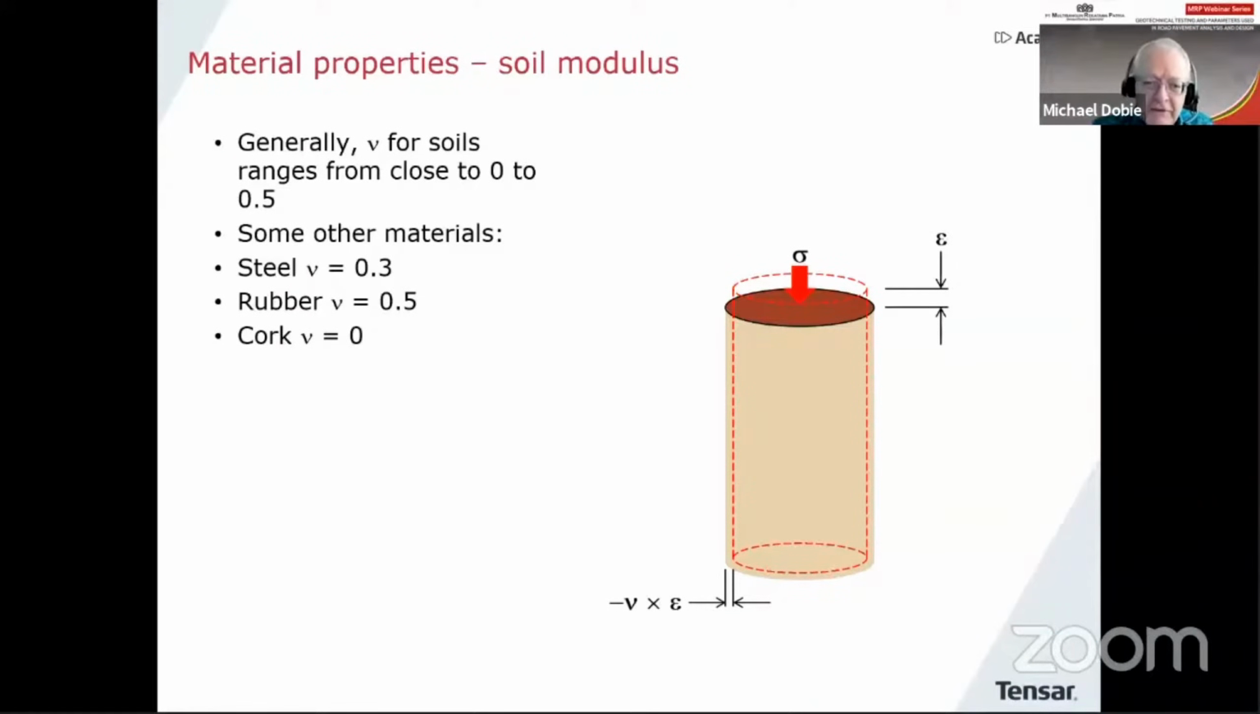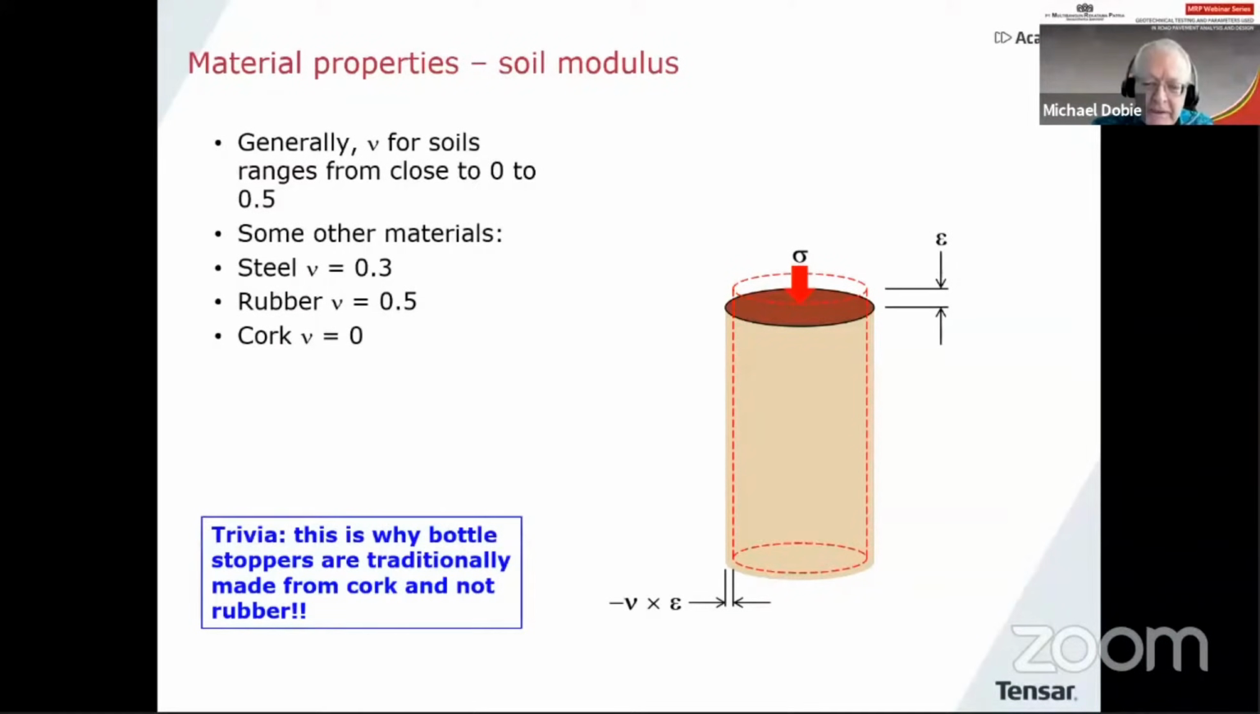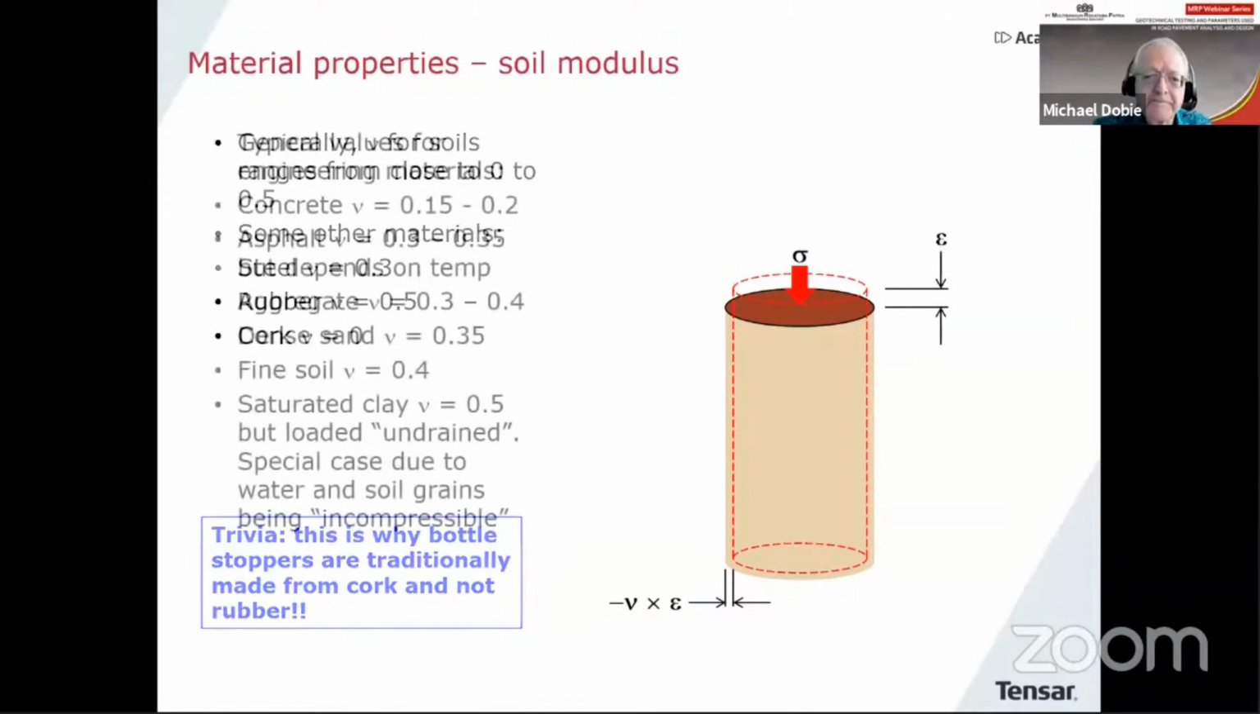Now, the reason I mentioned that, there's a bit of trivia here. In fact, cork has a Poisson's ratio of 0, whereas rubber is 0.5. And this is why stoppers or corks that we put into bottles are made from cork and not rubber. It would be very difficult to pull a rubber cork out of a bottle because it would expand as you pull on it, whereas cork doesn't.